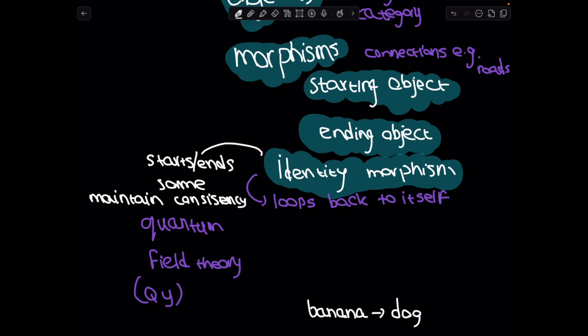Apple, arrow, cat. Banana, arrow, dog. The why is that category theory cares about the structure of these connections: who's paired with who, not why we chose dog over cat. It's about patterns, not preferences.